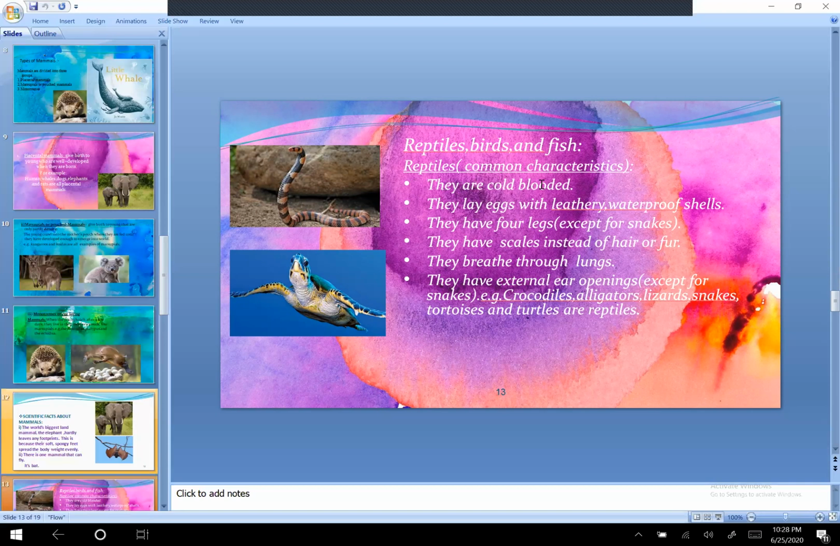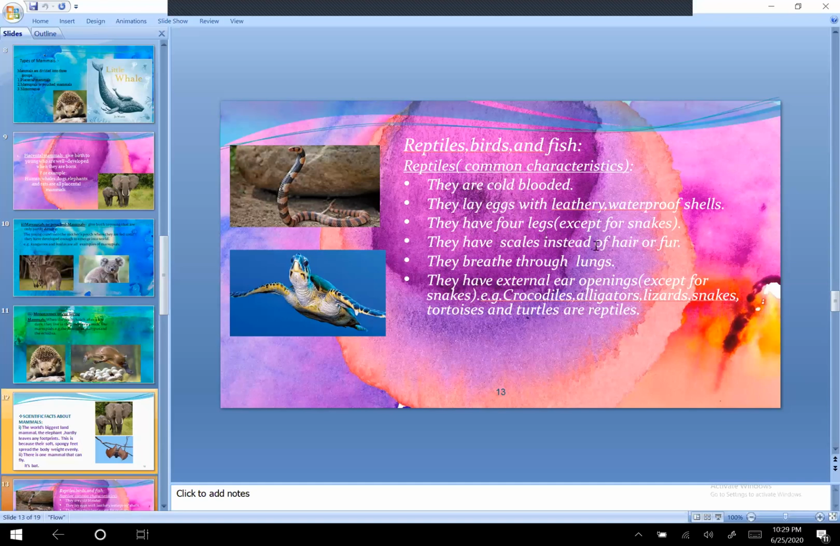They cannot regulate their body temperature with the surrounding. Because when the surrounding temperature changes, their body temperature also changes. And we have done this already in the previous lecture as well. They lay eggs with leathery waterproof shells. Very simple. They have four legs. This is one of the common examples.